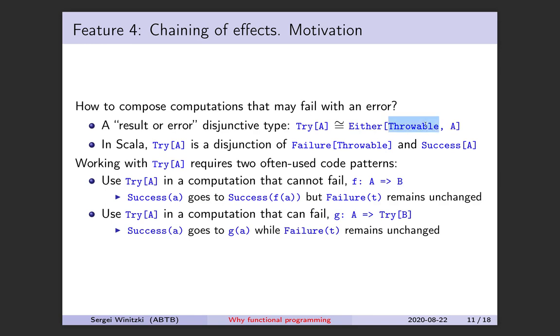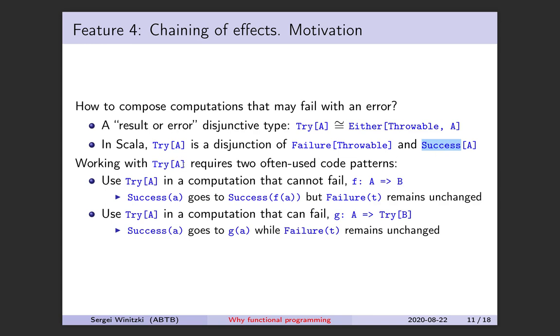Now, Throwable is a class in Java that describes various information about the error, up to the line in your code, your file name, where the error occurred, which function was called, and so on, and the message that you could add to this. It's very rich information that is encapsulated by this type. So instead of throwing an exception and crashing the program, you can catch the exception into this disjunction of error or success. So that's going to be in Scala a disjunction of Failure and Success.